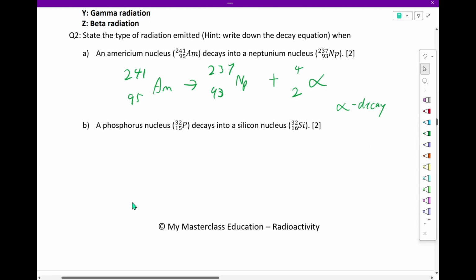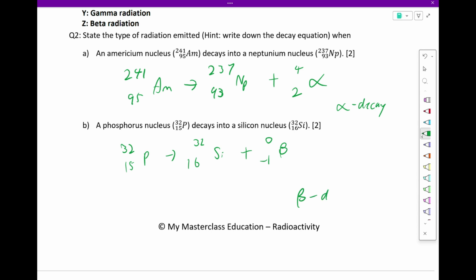Okay, so whenever they ask you which type of radioactive decay we're dealing with, it's very straightforward: we just write down the equation itself. So you can see 32 on top, there's no change, it's 0. This one you can see increased by 1, so I need to minus away. This must be a beta decay. So these are the answers for these two questions.